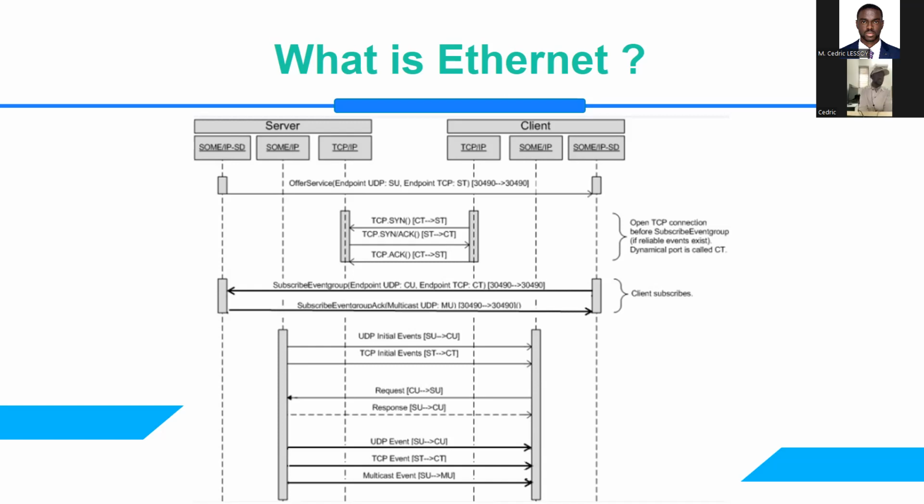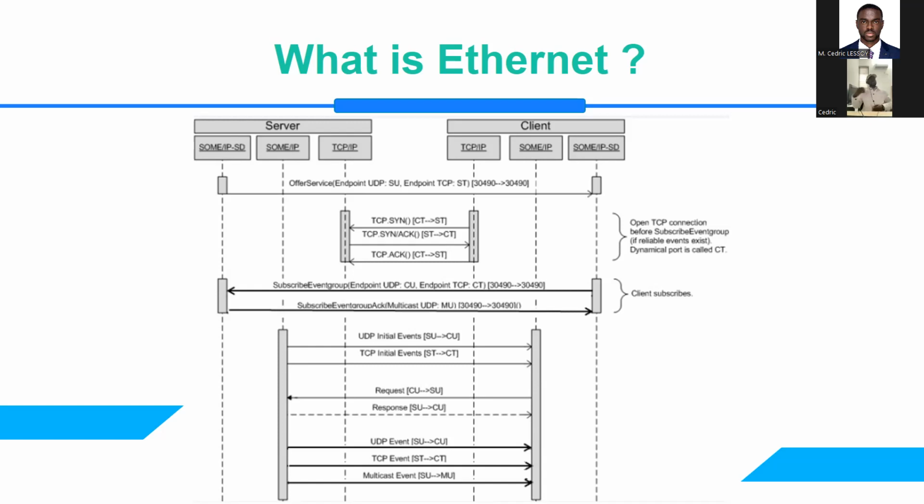So how is this communication established between the server and the client? First, what the server will do is tell the other ECUs in the network that it has this kind of information, right? And it will also tell them that if one of them needs this information, they should contact it, okay?